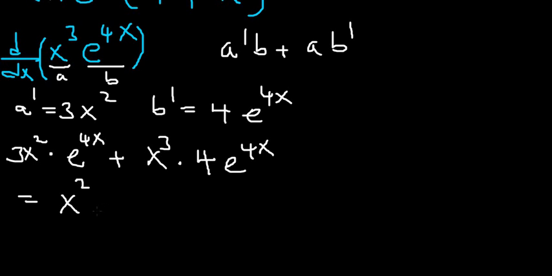So in this case x squared e to 4x is common in both cases, so we're going to put it outside the bracket, and then inside the bracket we're going to have 3 plus 4x, exactly. So we can also look at another example.